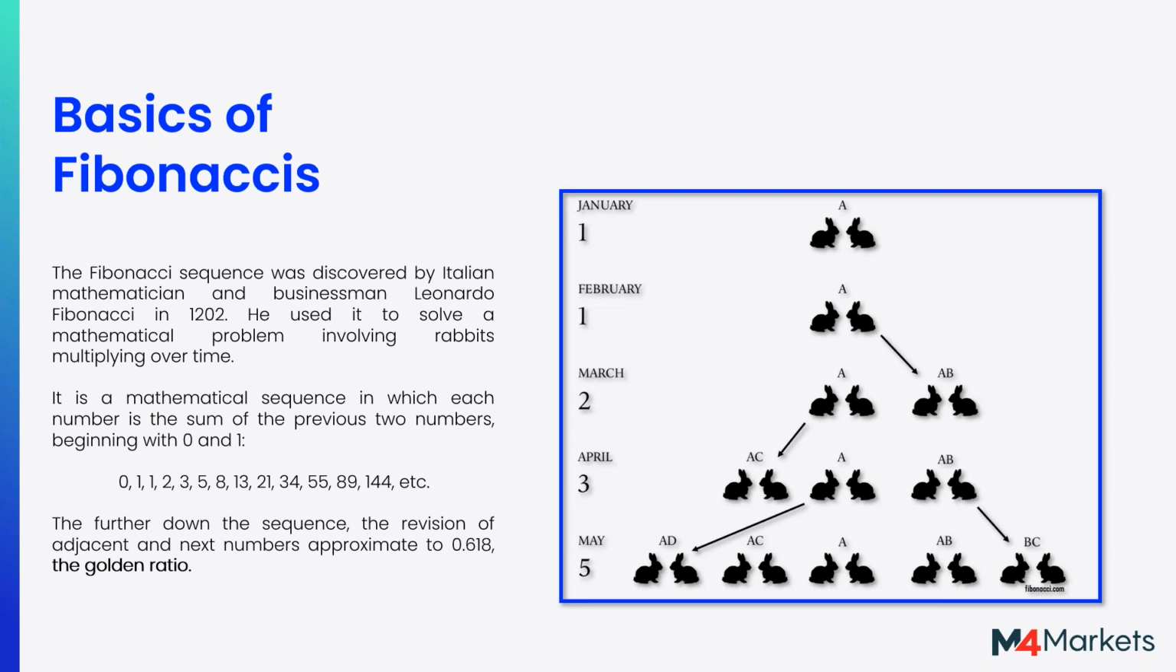So, jumping on to the Fibonacci's and Elliott waves, I'm not going to go into Fibonacci a lot, just to get you the basics. It was discovered in 1202 by Fibonacci. He was trying to solve a mathematical problem involving rabbits multiplying over time. It is a mathematical sequence in which each number is the sum of the previous 2 numbers, beginning with 0, 1, as we said before, and you go to 144 and so on. The further down the sequence, the ratio of adjacent numbers approximates 0.618, which is the golden ratio, which I'm sure you are familiar with, the Fibonacci retracement 61.8.